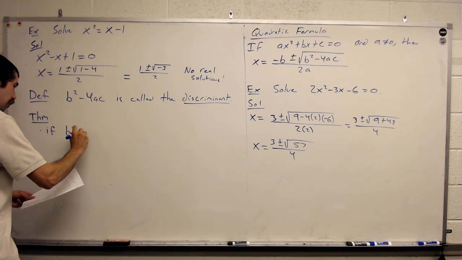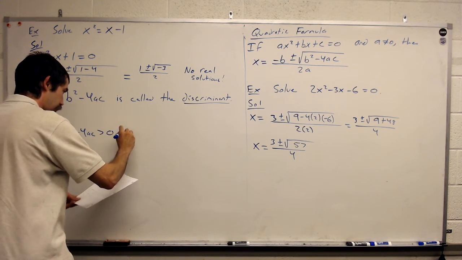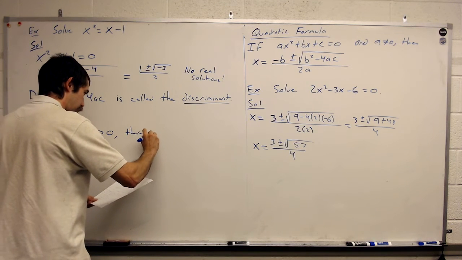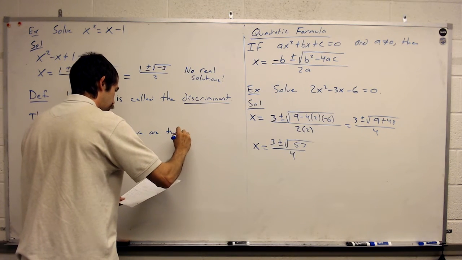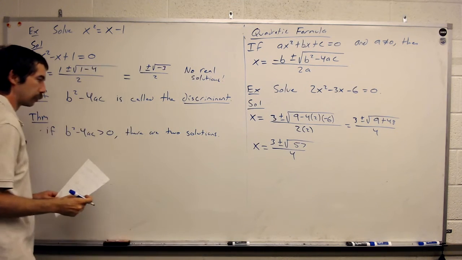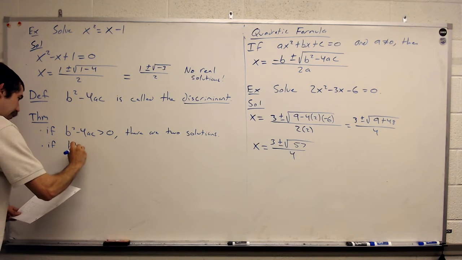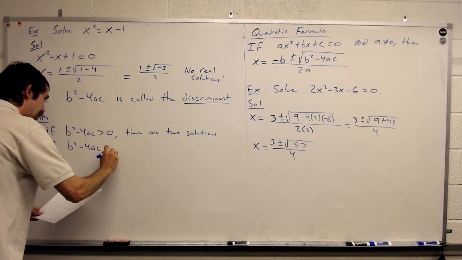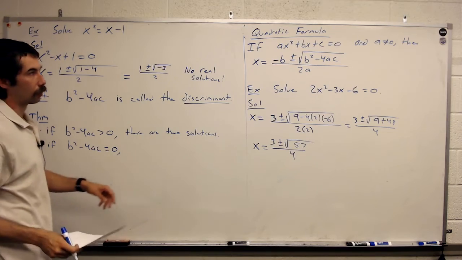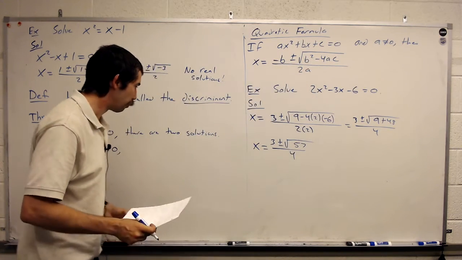So if b squared minus 4ac is positive, there are 2 solutions. If b squared minus 4ac is 0, then we're going to have a plus or minus 0. We're going to just be left with 1 solution.